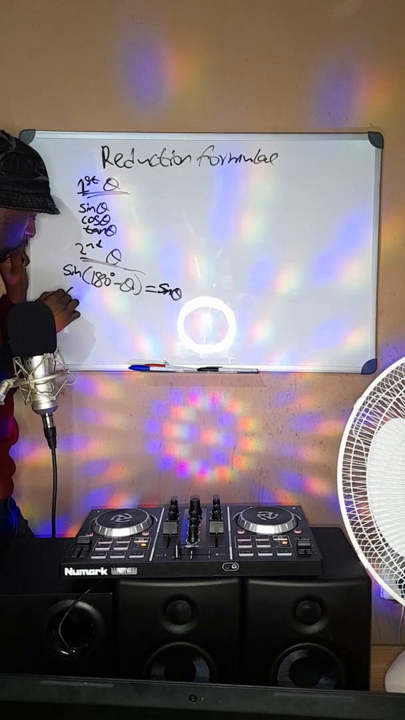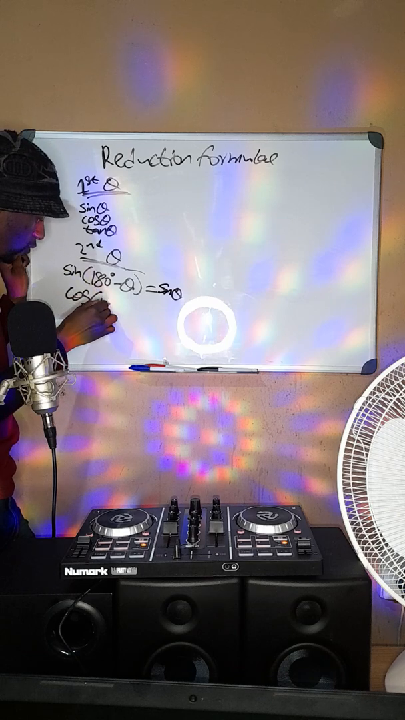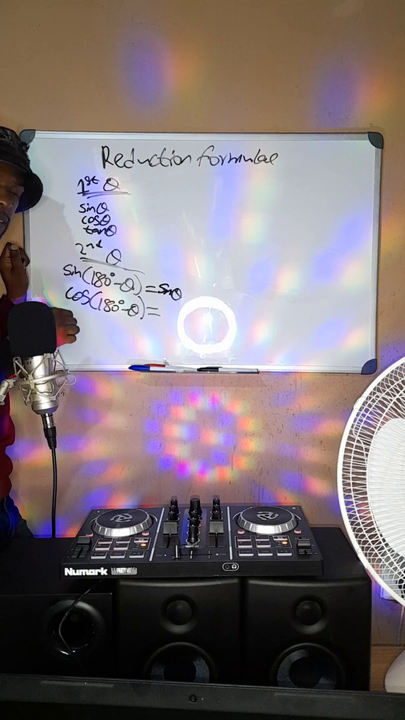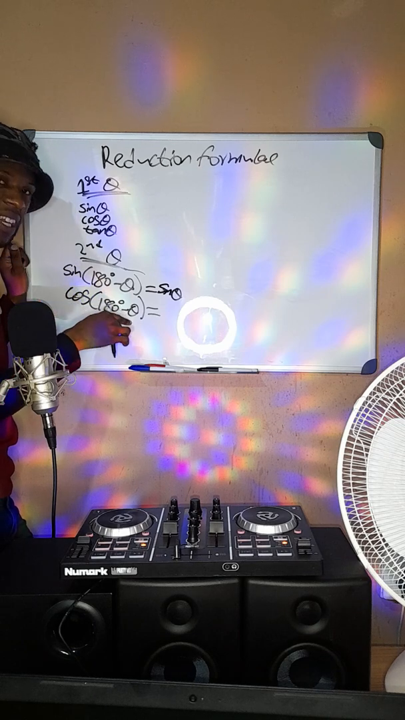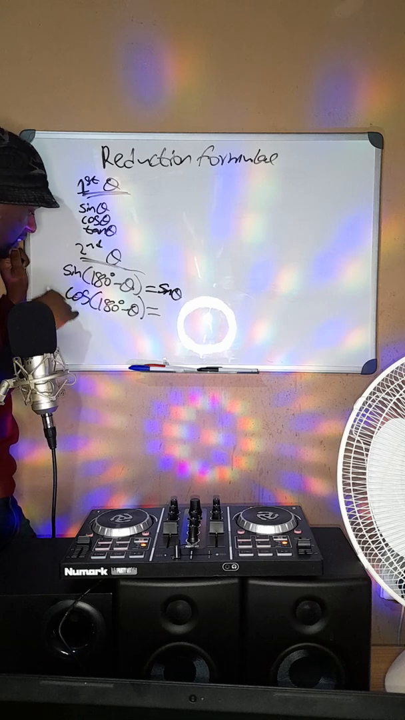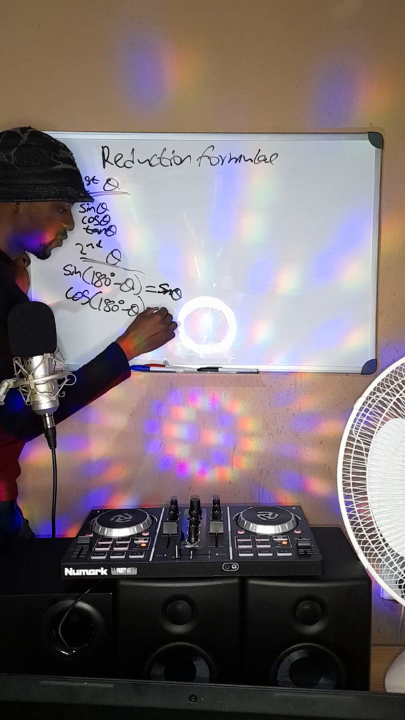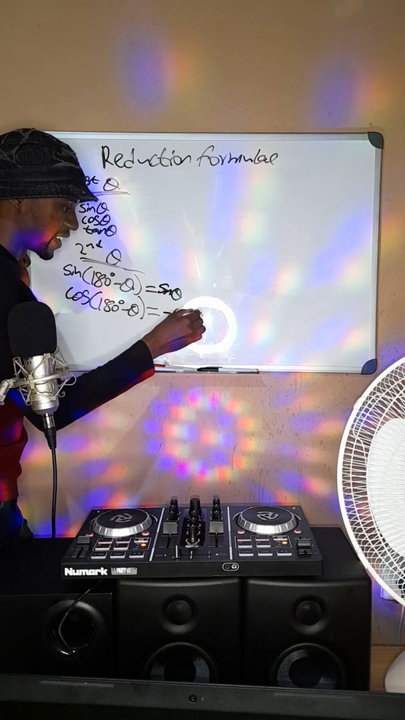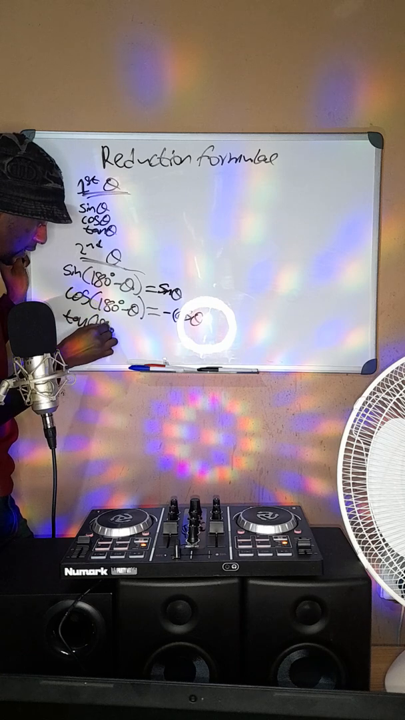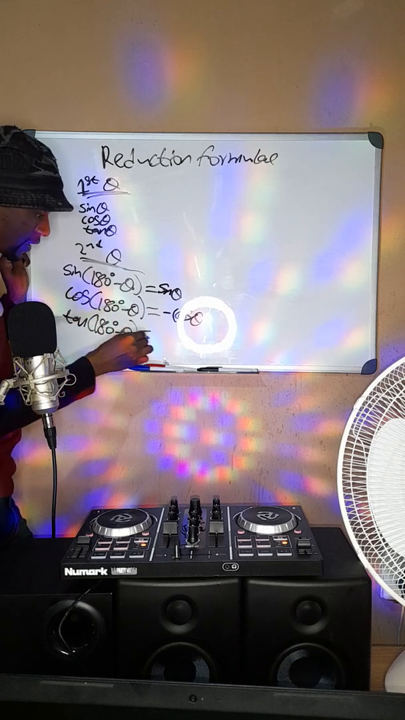Okay, then we are going to have the cosine of 180 degrees minus theta there. Okay, then we still ask ourselves, 180 degrees minus theta, which quadrant does that one fall in? Obviously it should be the second quadrant. In the second quadrant, is cosine positive or negative? We remember very well that it is negative. Okay, then we are going to have the tangent of 180 degrees minus theta there.